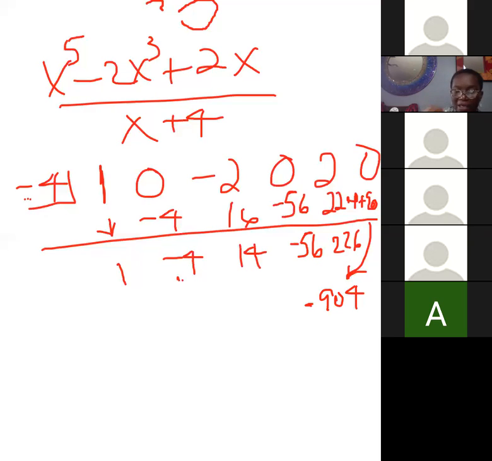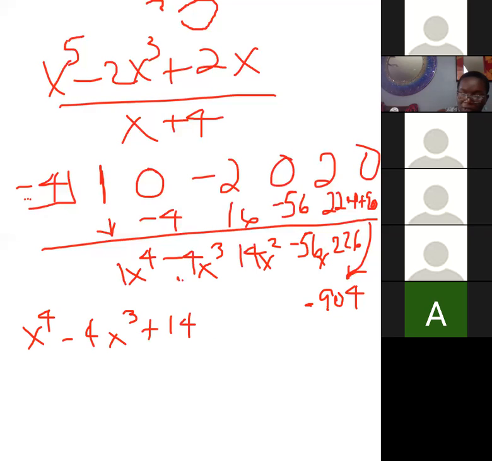So now we're going to go back in and fill in the variables. We start off with x to the 4th, followed by x cubed, then x squared, and x. So the quotient is x to the 4th minus 4x cubed plus 14x squared minus 56x plus 226. And of course, the remainder goes over the divisor of x plus 4. And once again, the test is multiple choice.